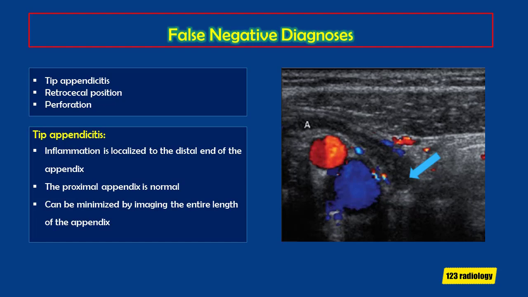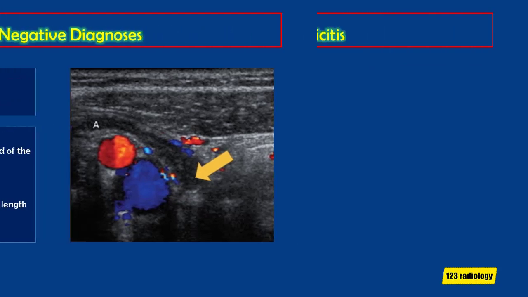As you can see in this case of acute appendicitis, the appendix is coming off the cecum, and the proximal part of the appendix looks good. The inflammation starts in the tip of the appendix. Looking at the tip, it appears dilated, measuring about 8 mm, with increased echogenicity of the surrounding fat. So you should visualize the entire appendix.